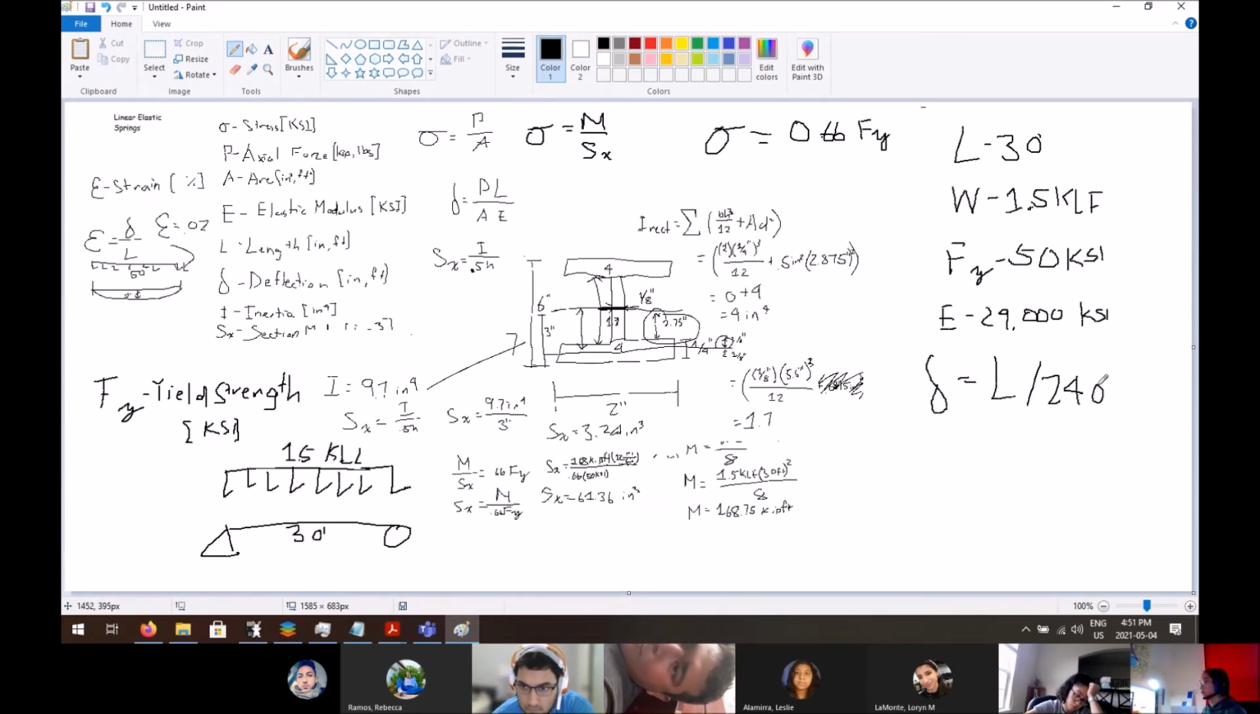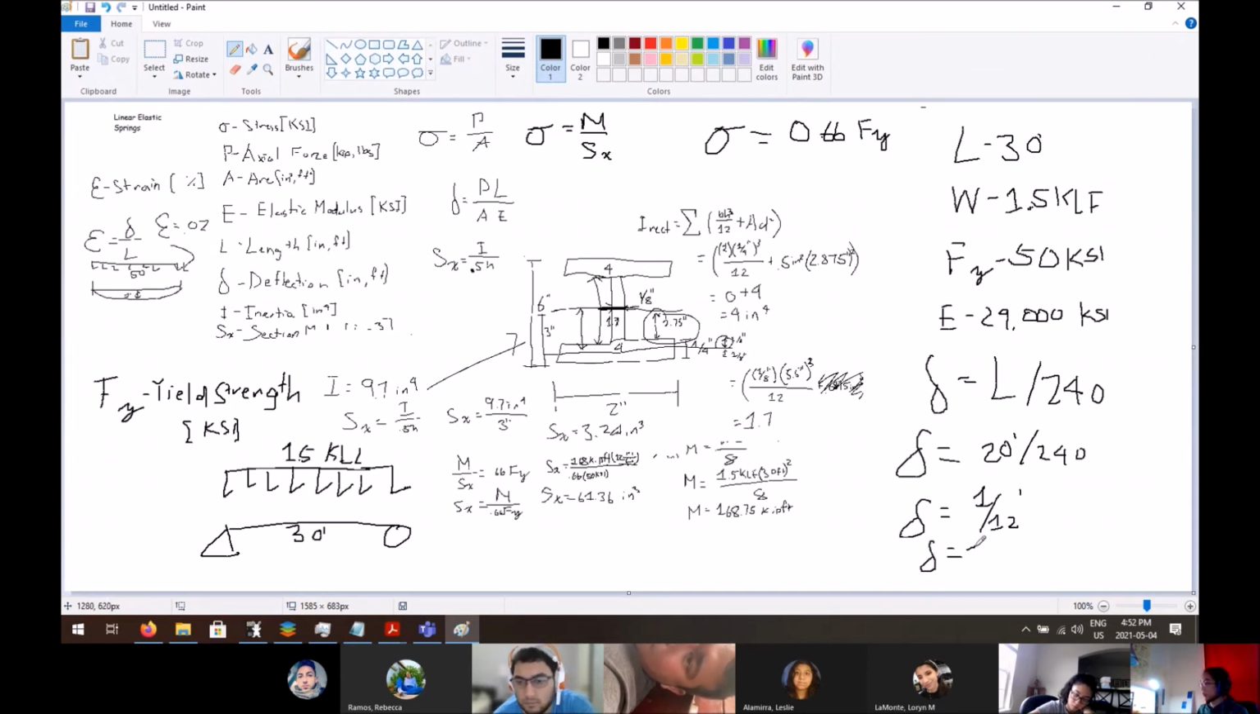So let's say you have a 20-foot beam, that's 240 inches, right? Divided by 240, the maximum deflection that it can be is 1 inch, right? So a 20-foot beam divided by 240 gives a maximum deflection of 1/12 of a foot, which would be 1 inch, right?